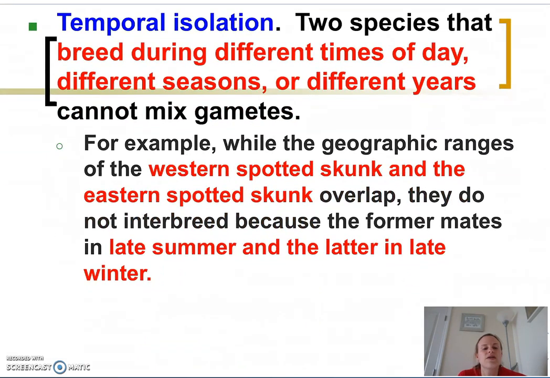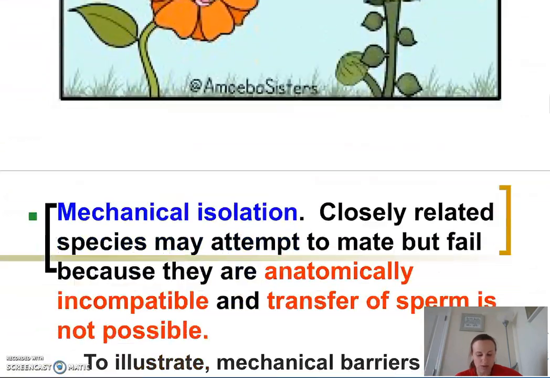Temporal isolation is another prezygotic barrier, which is a type of reproductive isolation. So let's say I've got species that breed during different times of the day, or even different seasons, or even different years. So for example, when it comes to plants, you've got annuals and perennials. Annuals mate annually. Perennials mate every other year. The western spotted skunk and the eastern spotted skunk: western spotted skunks mate in late summer, whereas eastern spotted skunks mate in the late winter.